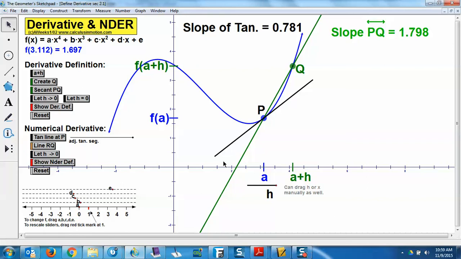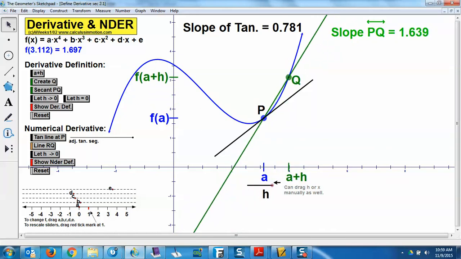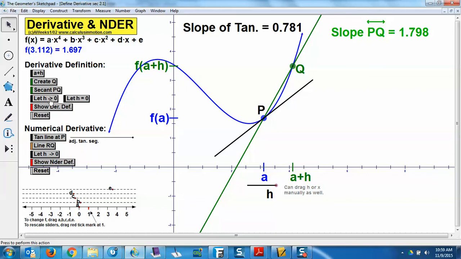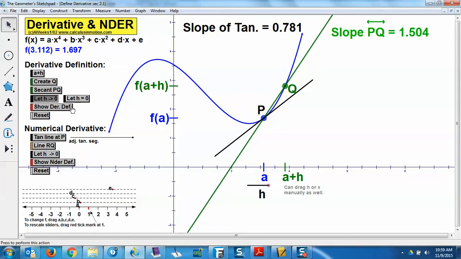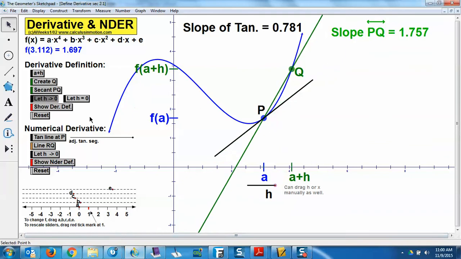So this is the advantage of using H here. Instead of calling this point B and say let B get closer to A, we can say let H get closer and closer to 0. Because as H gets closer and closer to 0, H is this distance in between here. As H gets smaller and smaller and smaller, right, the 2 points get closer and closer and closer. Okay, I can hit this button here that says let H approach 0. And so look what happens. That green line eventually becomes the black line.